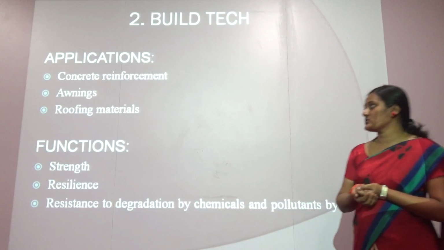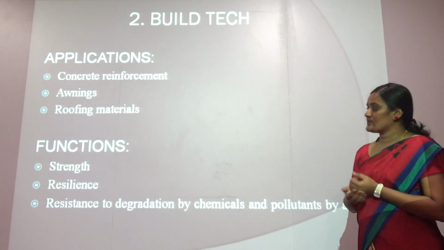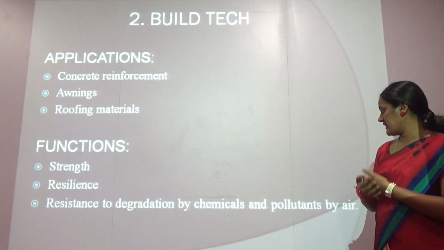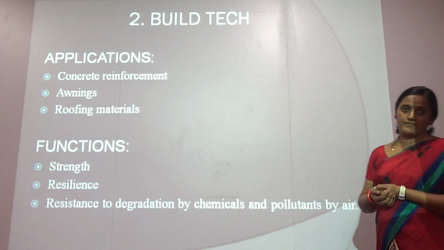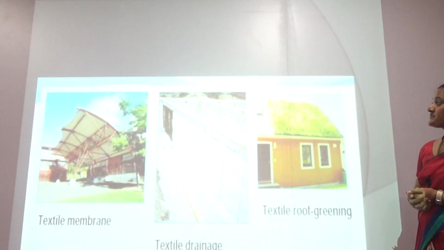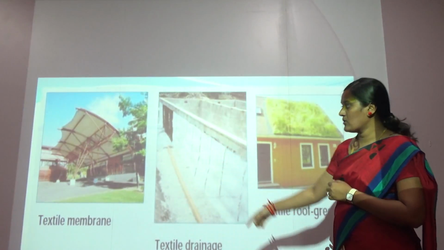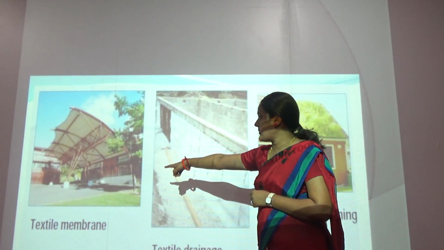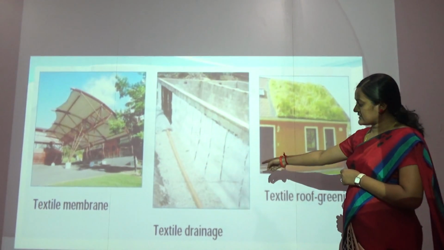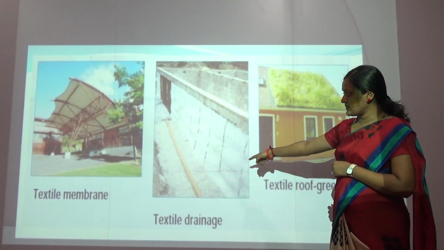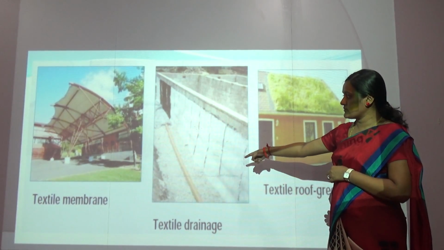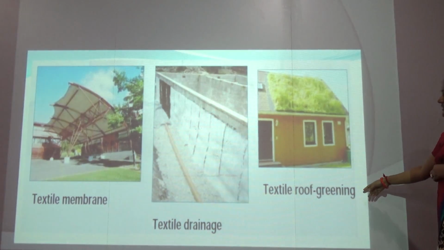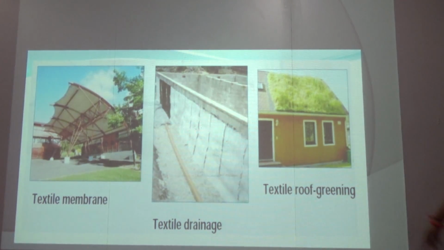The main functions of build-tech are strength, resilience, and resistance to degradation by chemicals and pollutants in the air. Next slide. So this is the picture of build-tech. Here the awning material is used for parking areas, and this is a textile drainage system. Here the textile material helps the drainage system to drain the water and waste, and here the textile material is used for roof greening purposes.